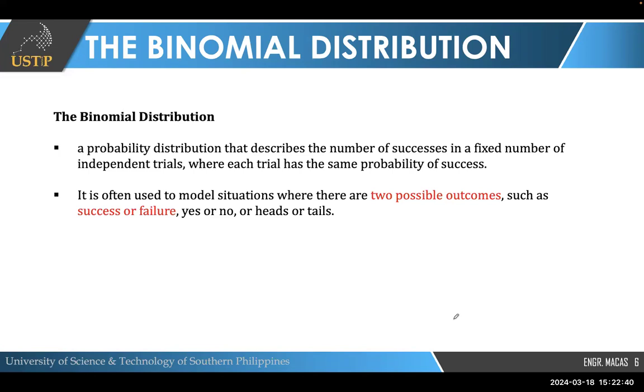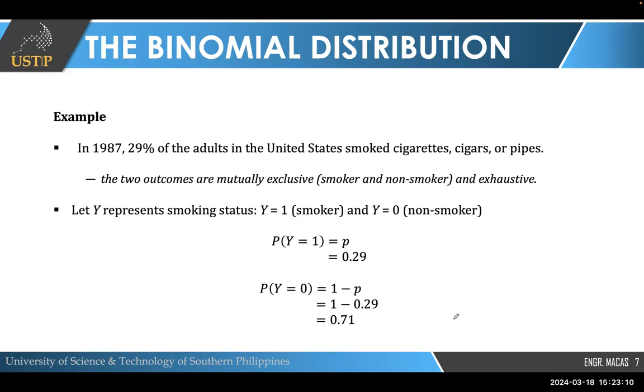But basically, this model is a situation where there are only two possible outcomes. Okay, success or failure, yes or no, heads or tails. Basically, if you're given a problem where there are two possible outcomes, you can create your binomial distribution. You can use your formula for binomial distribution. All right, we will discuss the key assumptions for the binomial distribution, but let's have an example first so you can imagine it.